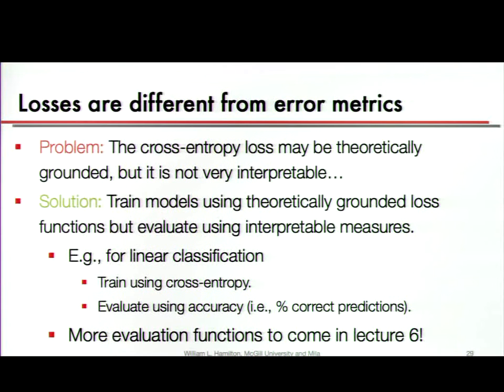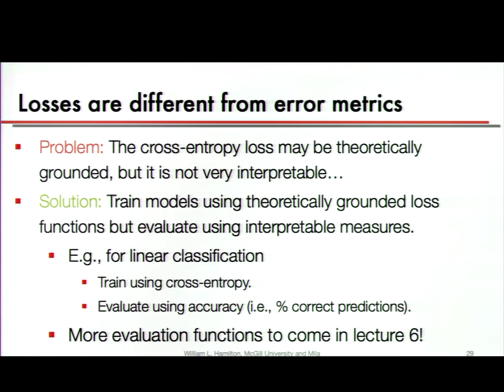And one other quick point that I want to highlight right now is that losses are not the same as error metrics. So this cross-entropy loss is the way we can optimize logistic regression, the way we can do linear classification, but if I told you, hey, look, my model has a cross-entropy loss of 0.02, you'd be like, okay, sure. So obviously we can use these things to train our models, but if we want to actually interpret our model's performance, then we want to use more interpretable error metrics.